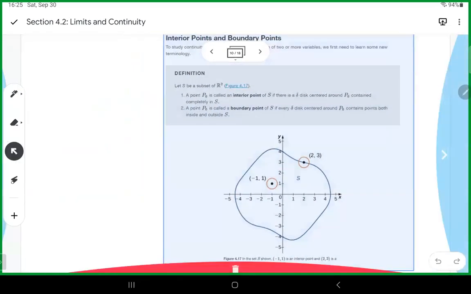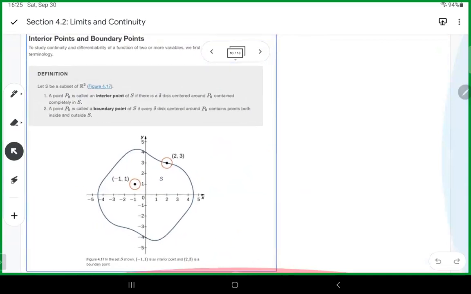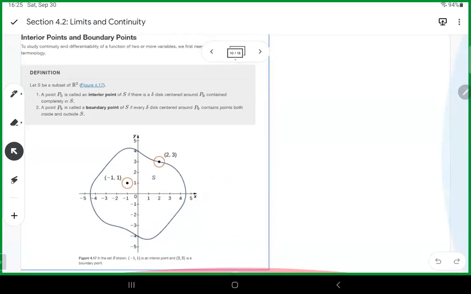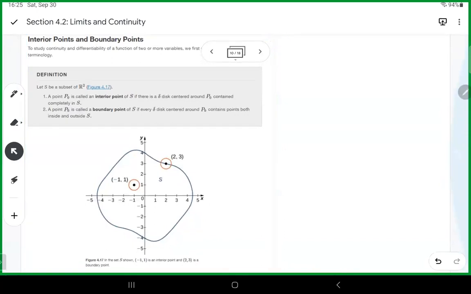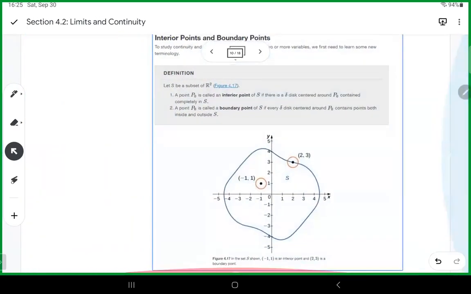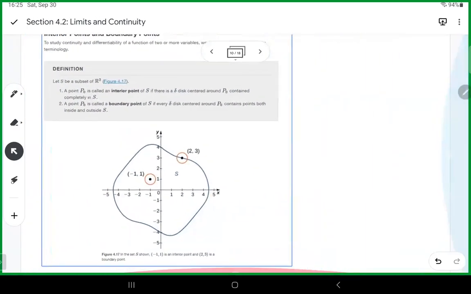Okay. All right, so the next part is another definition. So let me see if I can move it in any way where you can see all of it. Not really. Okay, so interior points and boundary points. To study continuity and differentiability of a function of 2 or more variables, we must first learn some new technology.